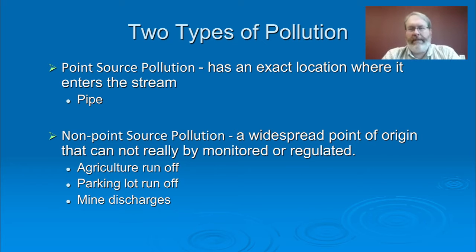There are two types of pollution: point source and non-point source pollution. Point source is the easy one. It's an exact location where the water enters the streams, for example, a pipe. And we've done a really great job since the mid to late 70s in addressing point source pollution. Non-point source pollution is basically a point source origin that is widespread and not easily monitored or regulated. Some examples are agricultural runoff, parking lot runoff, and mine discharges. And we'll get to more of those.